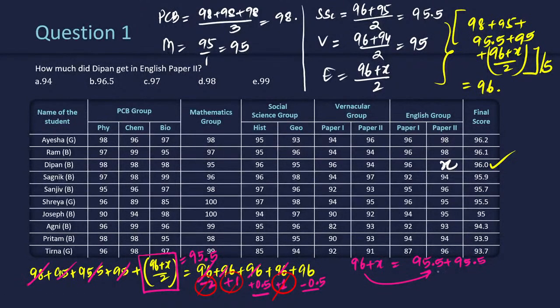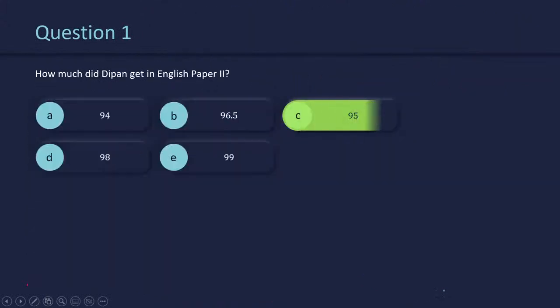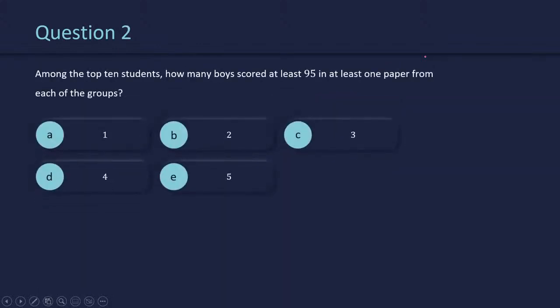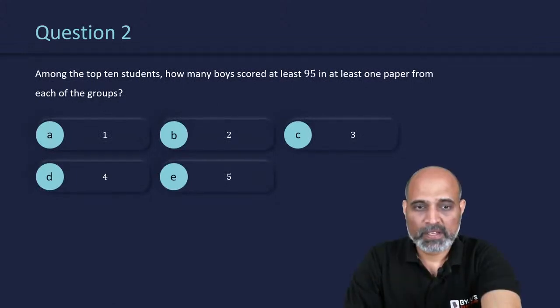So if we take 96 to the other side, it's going to give us minus 0.5, right? So this x will result in 95.5 and minus 0.5, which will end in 95. Okay, so 95 should be our answer. Okay, next question. So we are equating the average part.